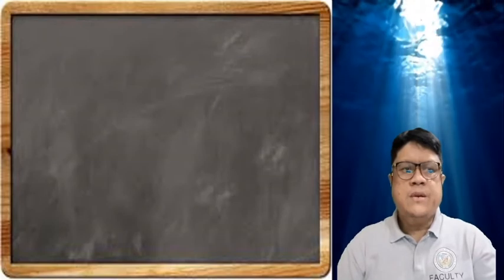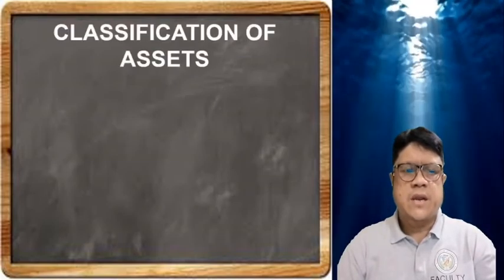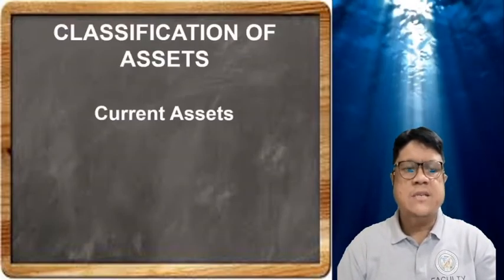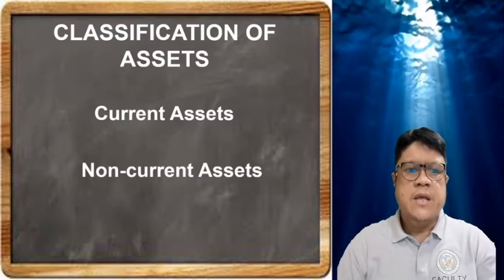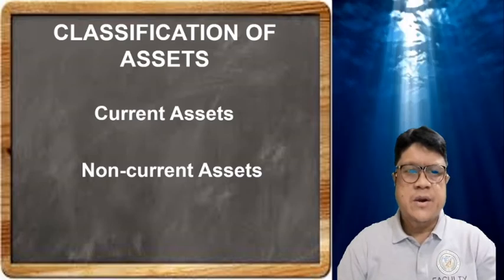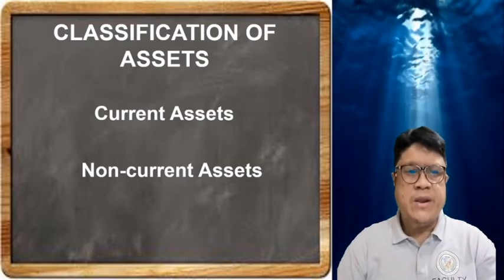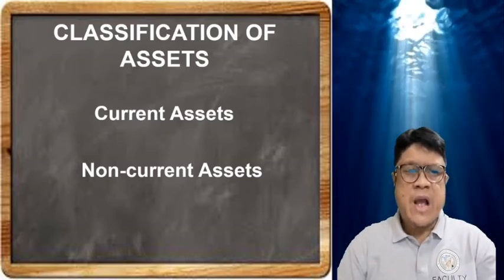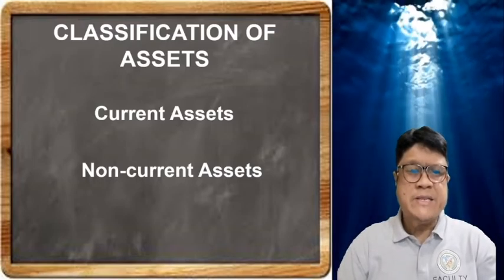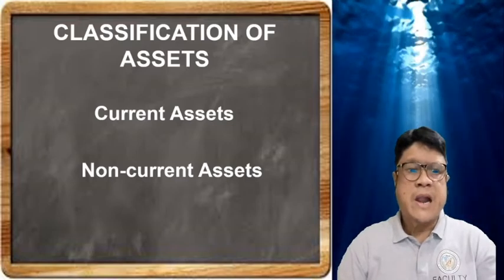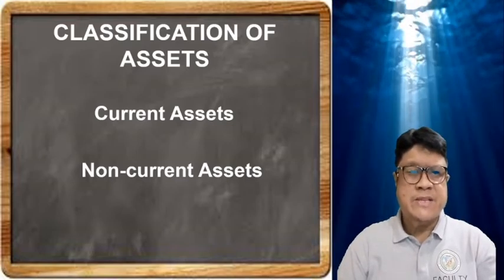There are two major classifications of assets, the current assets and the non-current assets. Current assets are cash and other resources that are expected to turn to cash or to be used up within 1 year of the balance sheet date. If the company's operating cycle is not longer than 1 year, an item is a current asset. Non-current assets. Non-current assets are the company's long-term investments for which the full value will not be realized within one accounting year.